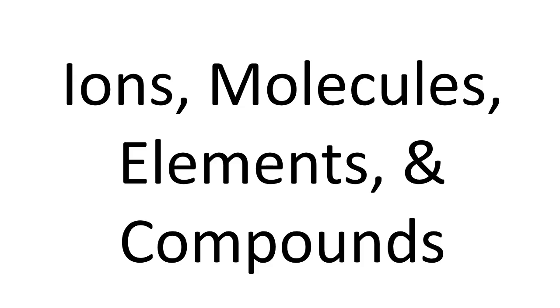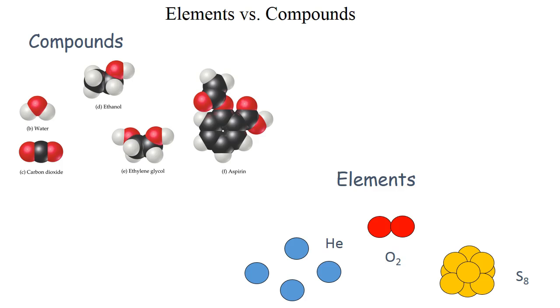This video is going to go over the differences between ions, molecules, elements, and compounds. I'm going to start with compounds versus elements. Compounds are shown in the upper left-hand corner, and a compound is always composed of more than one element. There might be two, there might be three, there might be more than three. All of the compounds here are composed of two or three elements, but there can be more.